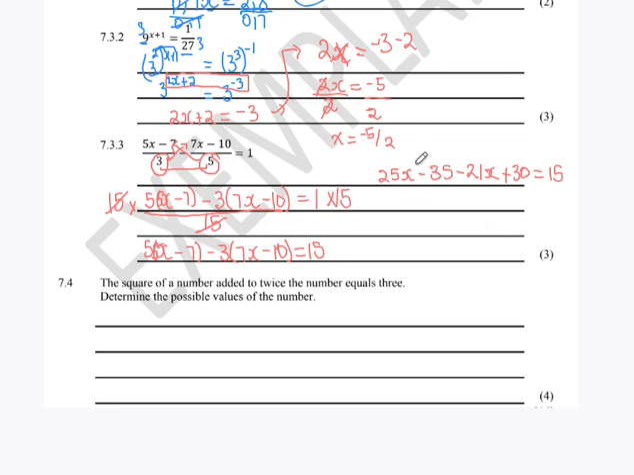Okay, let's work on the like terms. 25x minus 21x, it is 4x. And then we have minus 35 plus 30, so the numbers are different, so we're going to minus 35 plus 30, which is minus 5, equals to 15. And then because we're looking for x, we transpose the minus 5. When it gets there, it becomes a plus. 4x equals to 15 plus 5, which gives us 20.